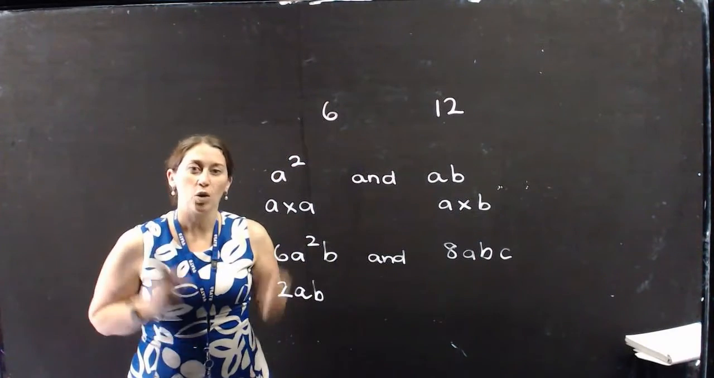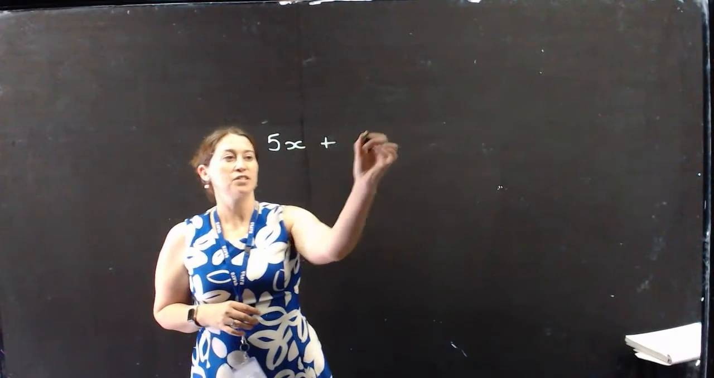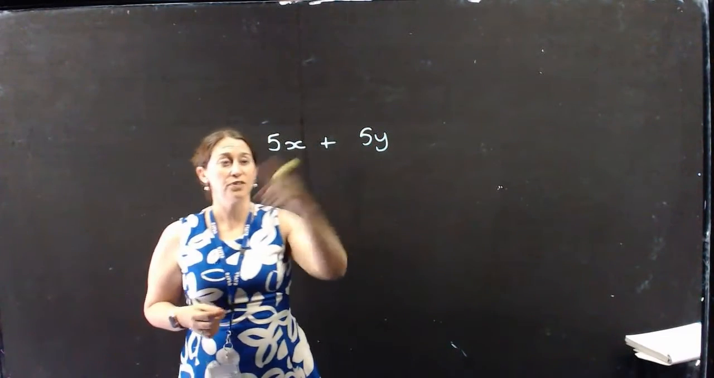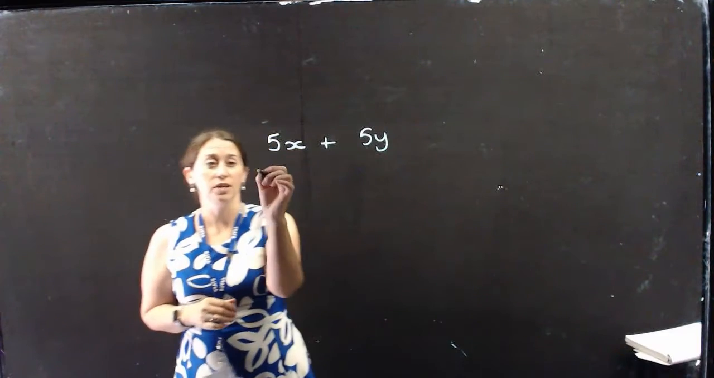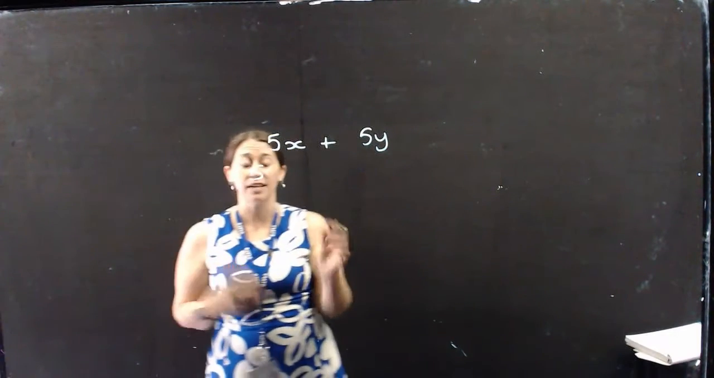Now let's pull it together with some brackets. We're going to factorize the expression 5x plus 5y. Well, let's look at that. Both of the terms have a 5 in common, so we pull that out as the highest common factor. They don't have any other factors in common.